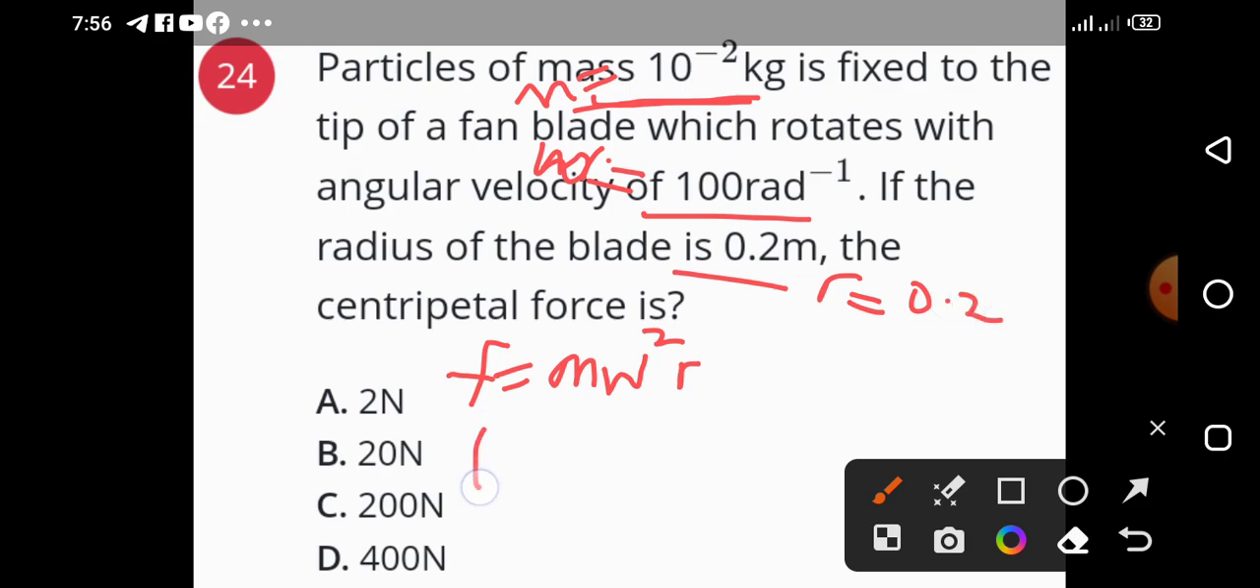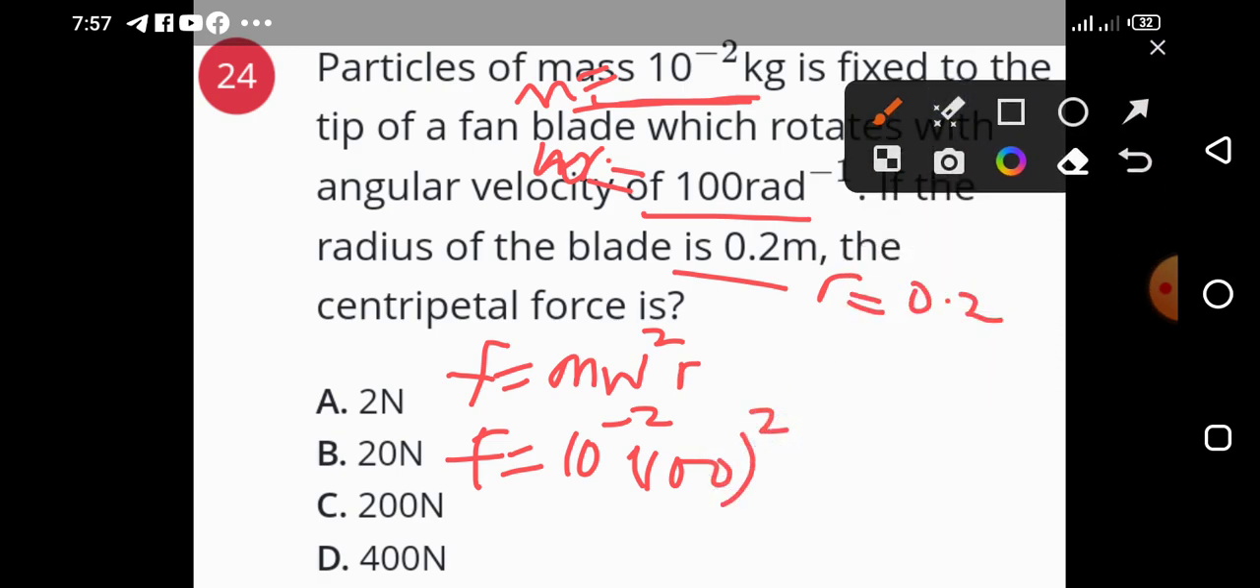Then you do the substitution: F equals mass, which is 10 to the power negative 2, times angular velocity, which is 100 squared, times R, which is 0.2. So when you put all this in a calculator, 10 to the power negative 2 times the square of 100 times 0.2, it will give you 20 Newton.